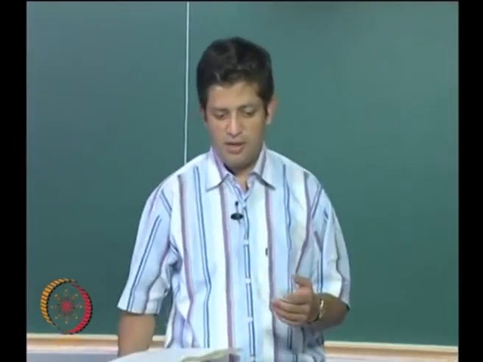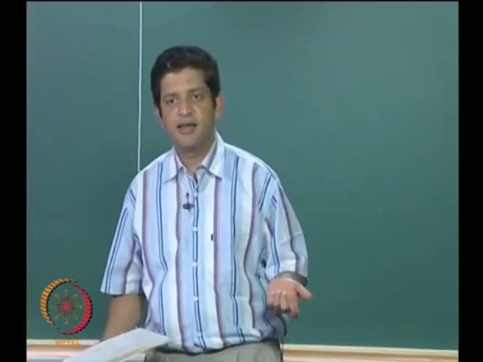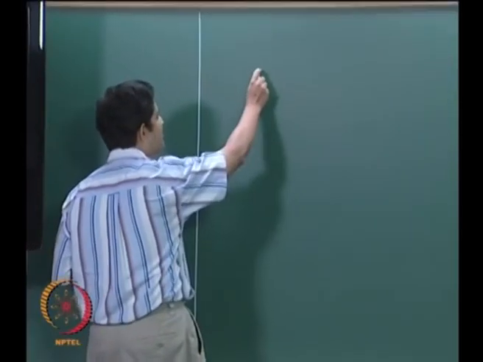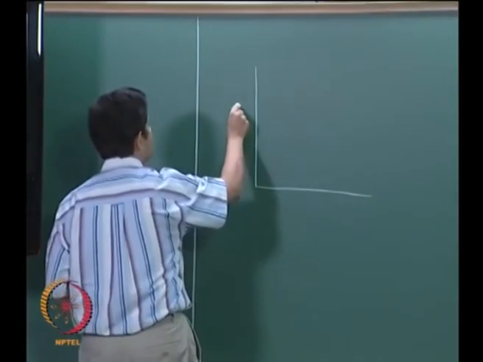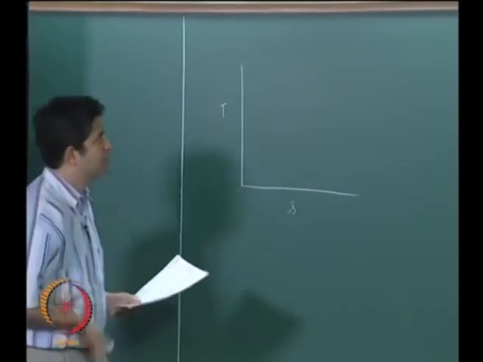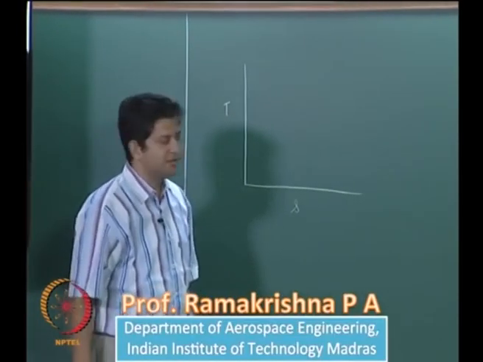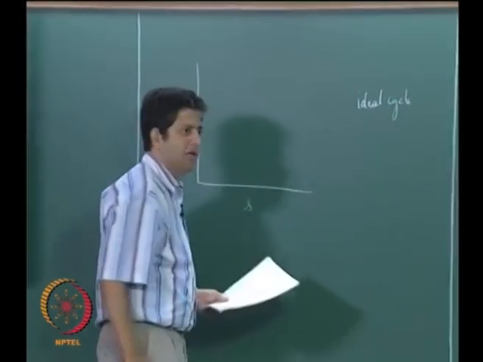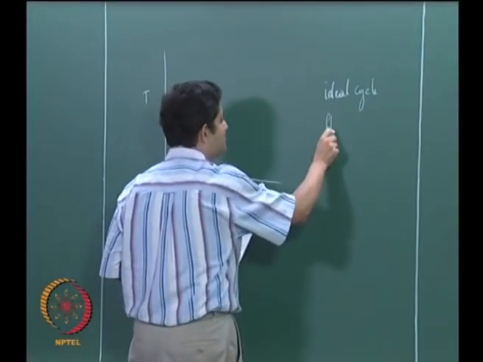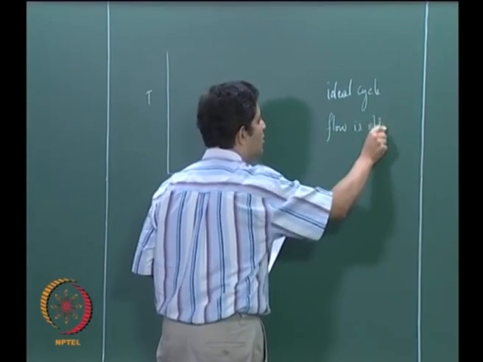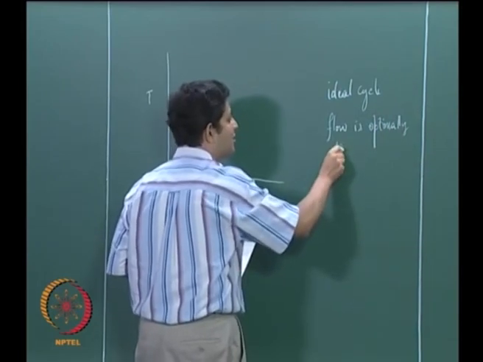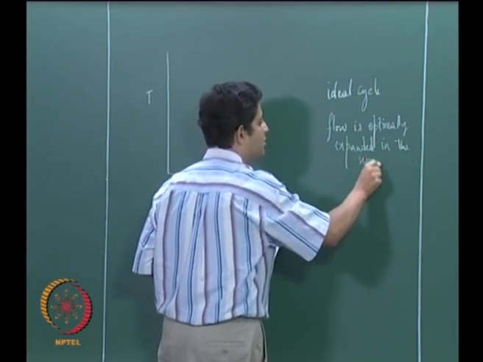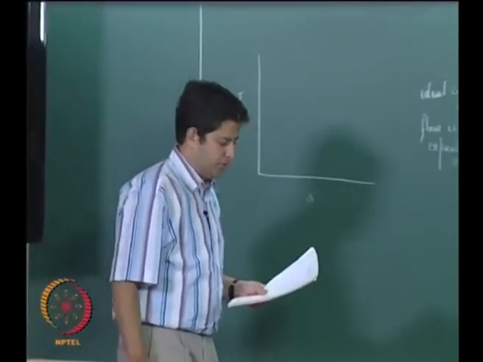In the last class, we had looked at the cycle analysis for a ramjet, and we had started the cycle analysis for a turbojet. Let us continue the cycle analysis for the turbojet. If you look at the TS diagram, firstly let us assume that all processes are 100% efficient. That is, we will assume an ideal cycle initially, and we also started something wherein the flow is optimally expanded in the nozzle. These were the two things that we are going to look at.